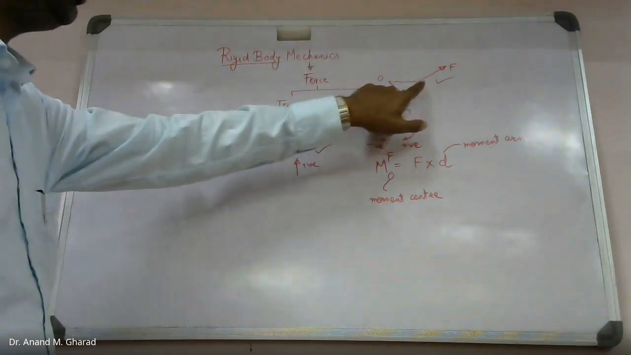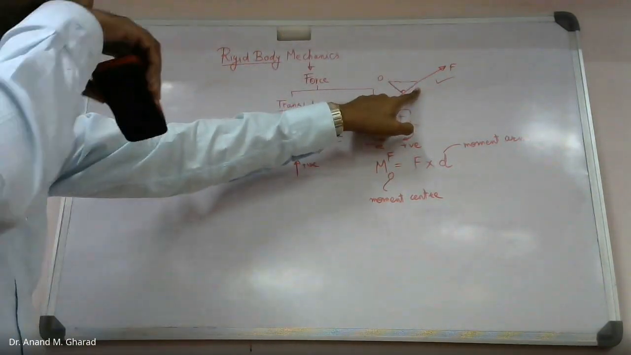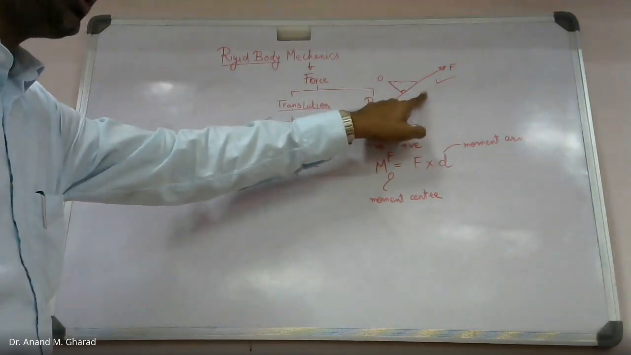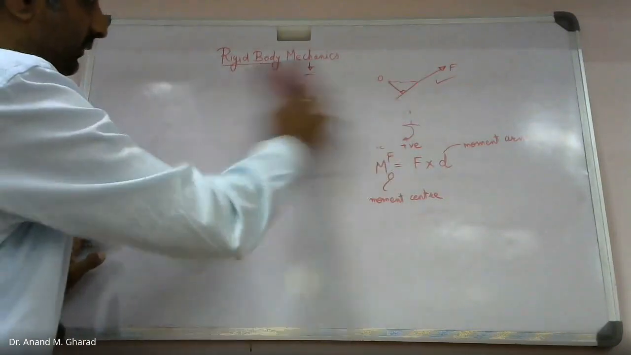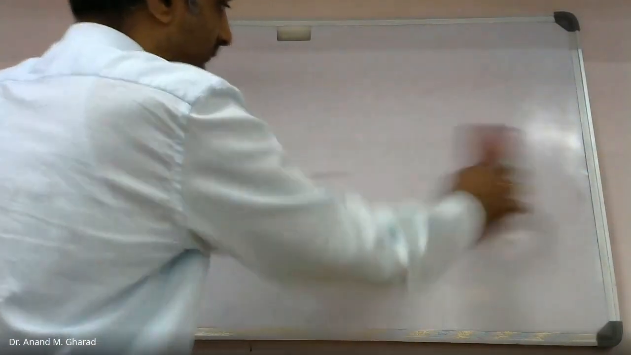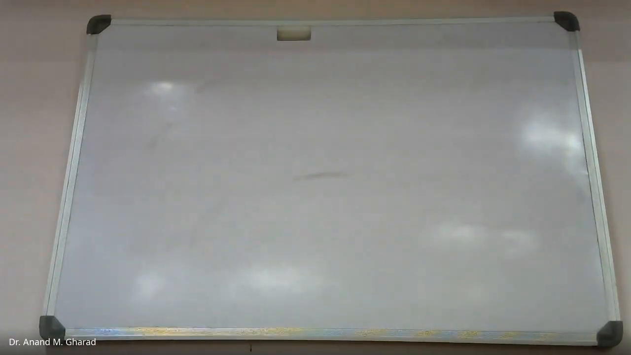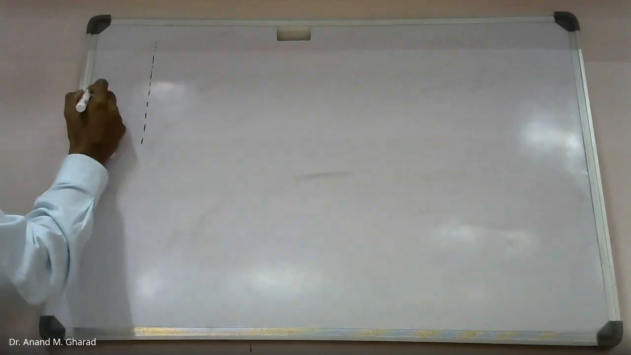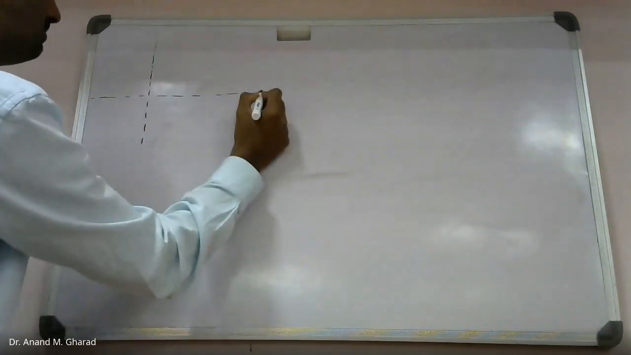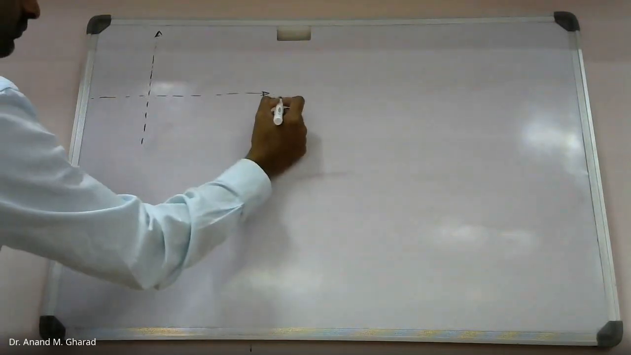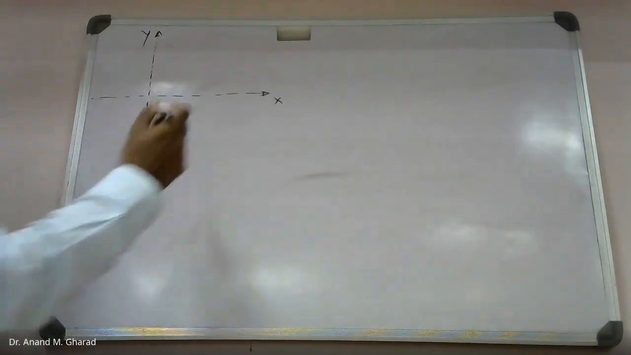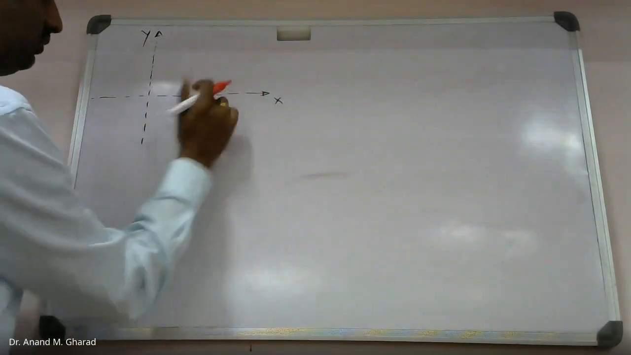So now we will try to extend this phenomenon, and let us try to see, is there any other way to express this or not. So let us try to explore that. For that, let me consider this axis x and y, and let me consider a random force which is acting at some location over here.